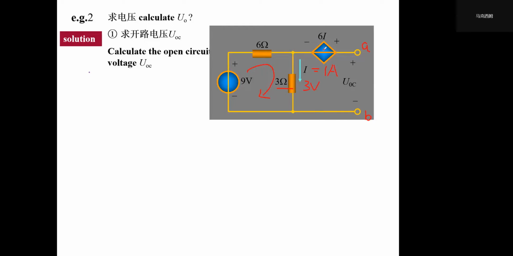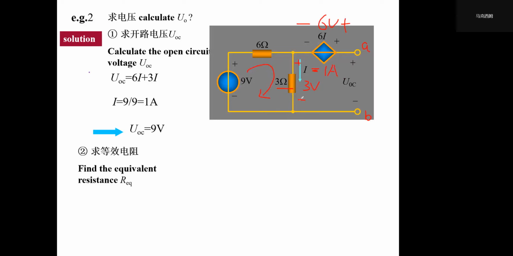And this one has 6I. I is 1 ampere, so 6 times I is 6 volt, right? So UOC equals 9 volt. Now we would like to calculate the corresponding equivalent resistance, right? Now we have 3 ways to calculate the equivalent resistance, from this morning's study. Then we can do it any way.